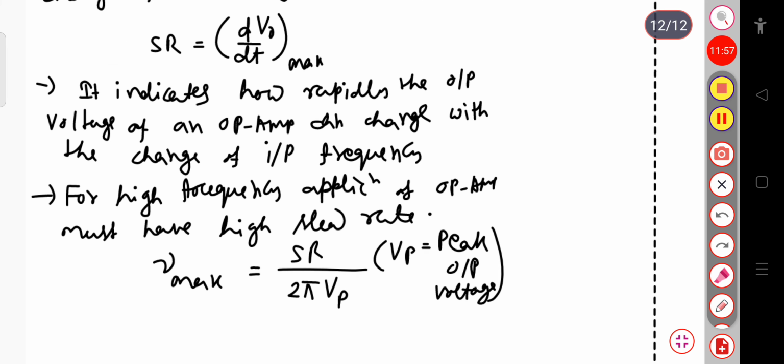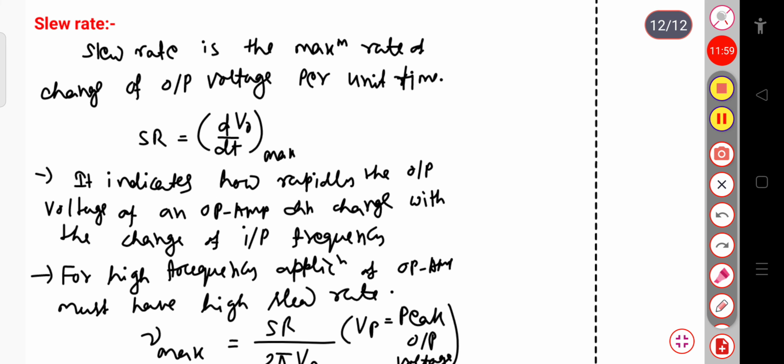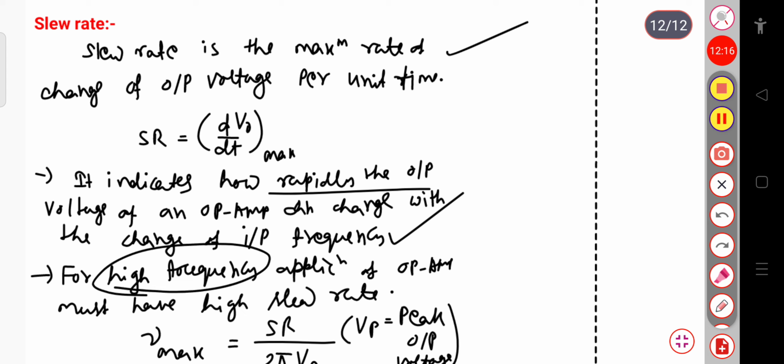So you can see the slew rate is the maximum rate of change of the output voltage per unit time, and it indicates, if you change the input frequency, how rapidly the output voltage of an op amp will change. That is, when the frequency is higher, you will get higher slew rate.